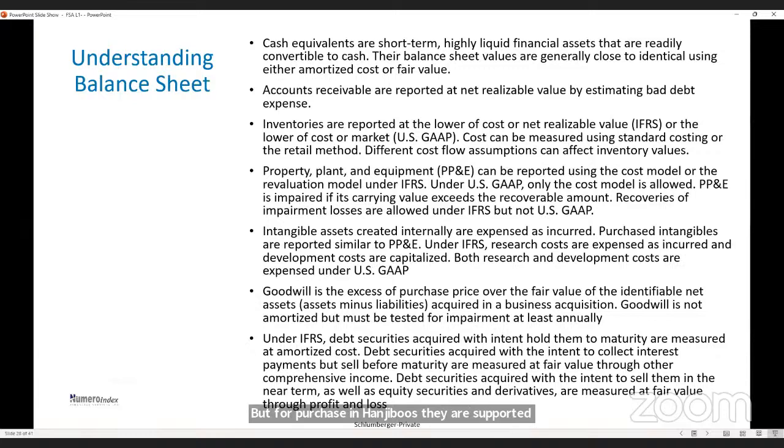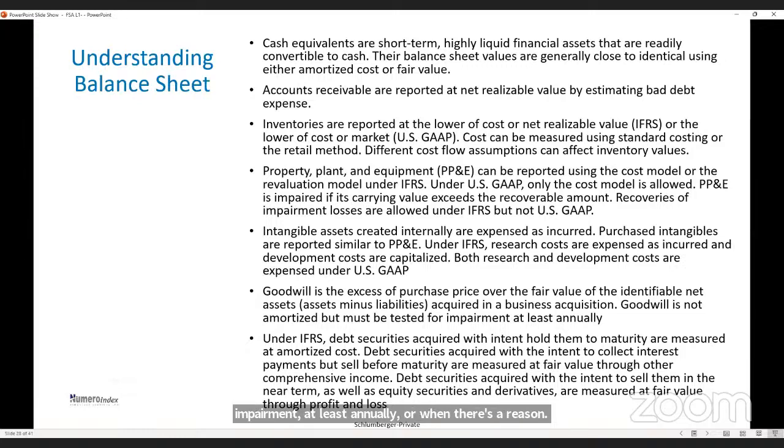Under IFRS, just like we have said, research costs are expensed as incurred, but development costs are capitalized when those conditions that I earlier mentioned are met. But for US GAAP, both research and development costs are what? Expensed. And also goodwill. Goodwill is an intangible with an indefinite useful life. What we said is that you don't amortize, but you test for what? Goodwill impairment at least annually, or when there's a reason to do so.